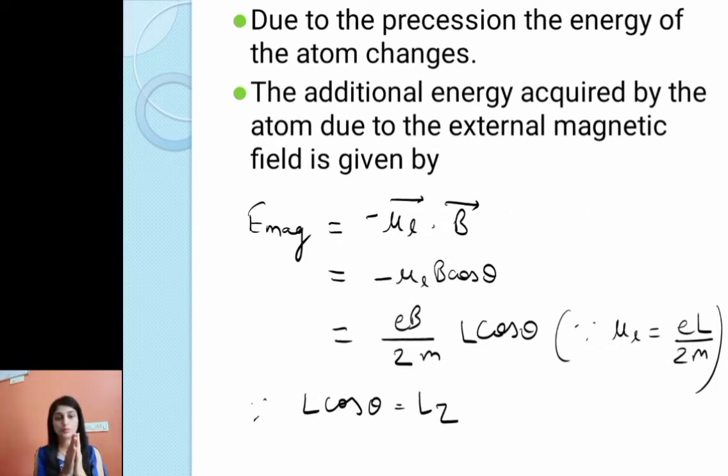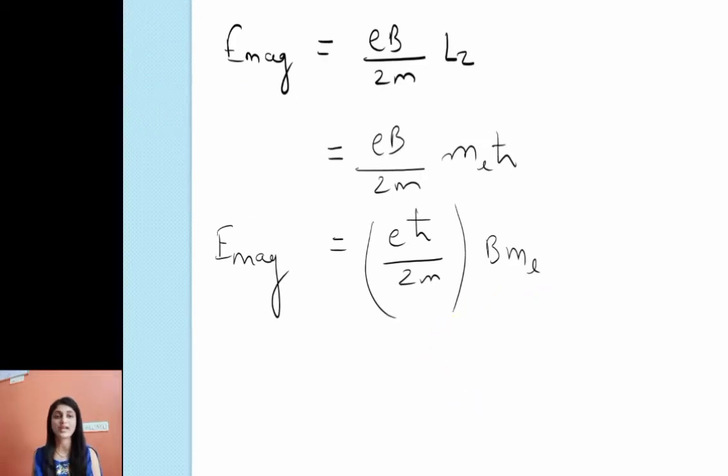Now, due to this precession, there is a change in the energy of the atom, and the atom acquires an additional energy. The additional energy acquired by the atom because of the external magnetic field is given by the formula E magnetic equals minus mu L dot B. By the definition of the dot product, A dot B is equal to AB cos theta. So I can write minus mu L B cos theta. Now, we know that mu L is eL upon 2m. This we derived in the earlier lecture. So for mu L, I can write eL upon 2m, and this is B here, and L cos theta. Now we know that L cos theta is equal to LZ. So for L cos theta, I will substitute LZ. So I will get E magnetic equals eB upon 2m into LZ.